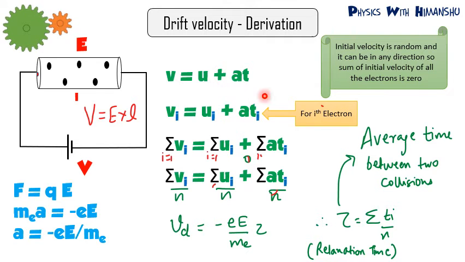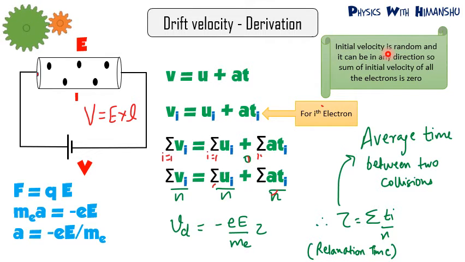Suppose there are n number of electrons. There can be n number of electrons in a wire. So for the ith electron, I'll write the equation like this: Vi equal to Ui plus a into Ti. Now what we'll do is add the velocities for all the electrons. So putting summation i equal to 1 to n, summation i equal to 1 to n, and summation i equal to 1 to n.